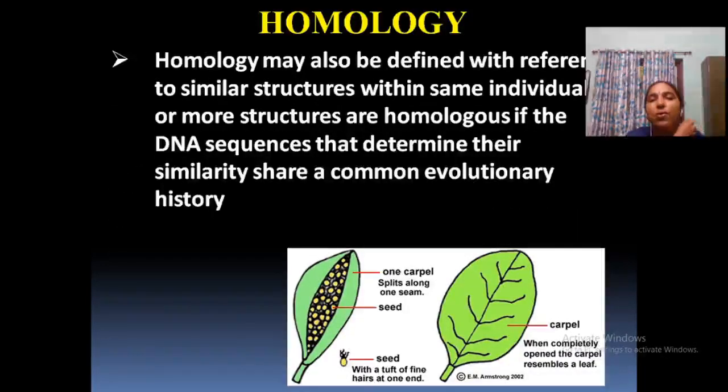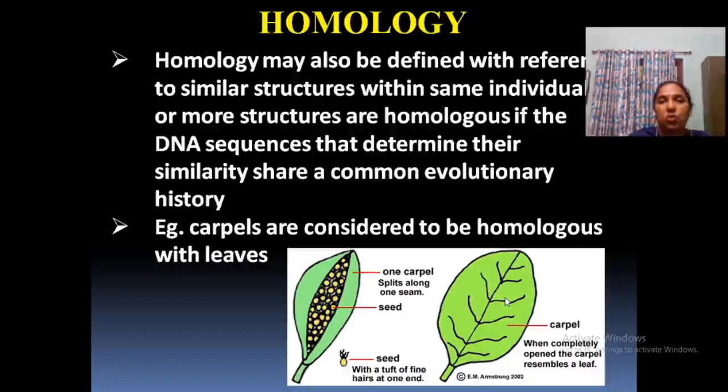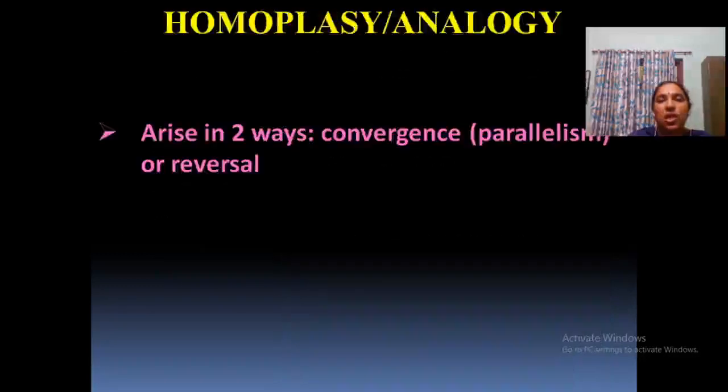Another example of homology is carpels, closed carpels, and also here leaf nature. So modification, you studied, flower is a modified shoot. So carpels are also a folded leaf. So it indicates that they are homologous with leaves.